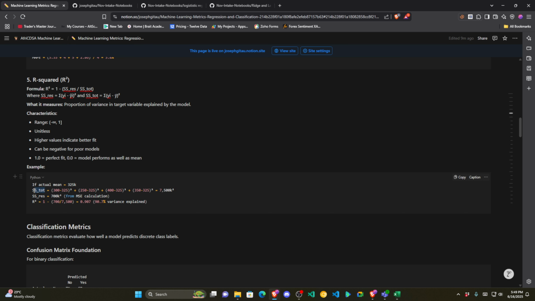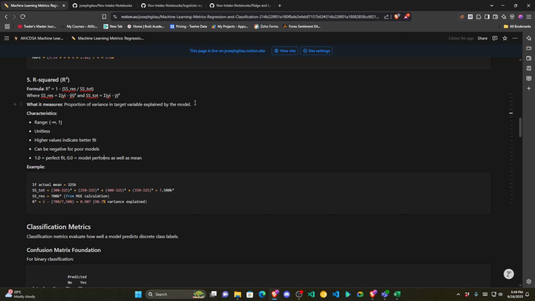So for example, the sum of totals will be this, giving you 7.5k. The sum of residuals being this, 700. Your R squared score will be 1 minus 700 divided by the 7.5k, being 0.907. So here you will have a model that explains 90.7% of the variance of your model.